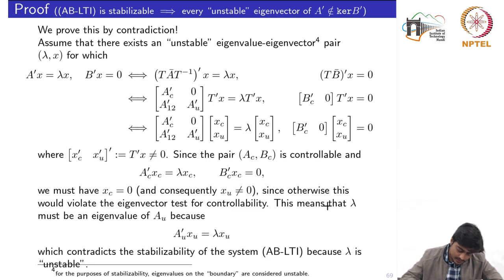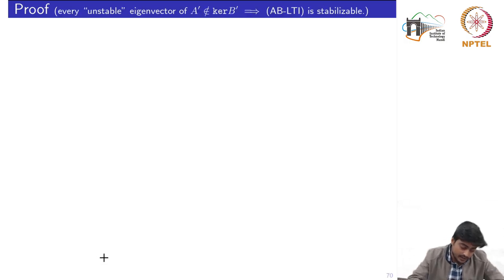So this means that lambda must be an eigenvalue of AU, because A transpose U xu is equal to lambda xu, which contradicts the stabilizability of the system because lambda is unstable. Right? So this completes the proof of this part. The second part would be the other way implication. That is to say that every unstable eigenvector of A transpose, if it is in the kernel of B transpose, then it implies that the pair AB is stabilizable.